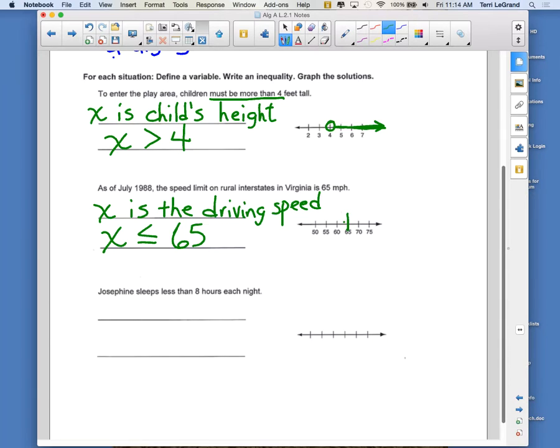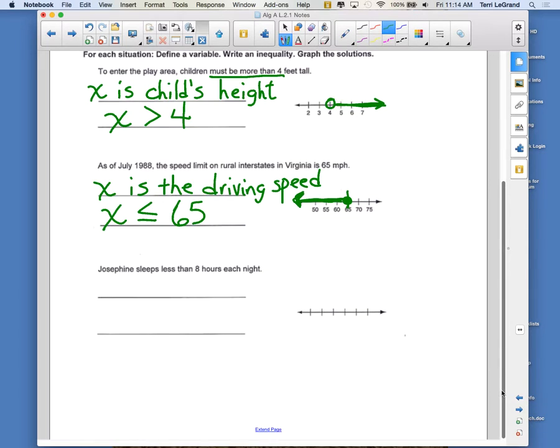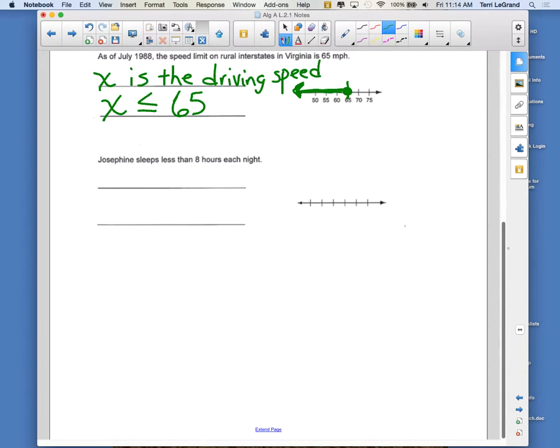So we come over here and we put a closed circle at 65 because we can drive 65. But can we drive this way, 70, 75, without the chance of getting a ticket? Probably not. So we're going to have to go this way, aren't we? And there's actually a restriction there, but we'll worry about restrictions a little bit later, not right now, today.